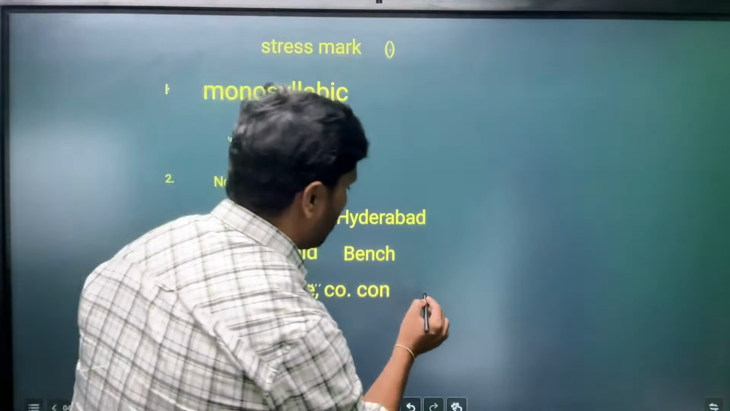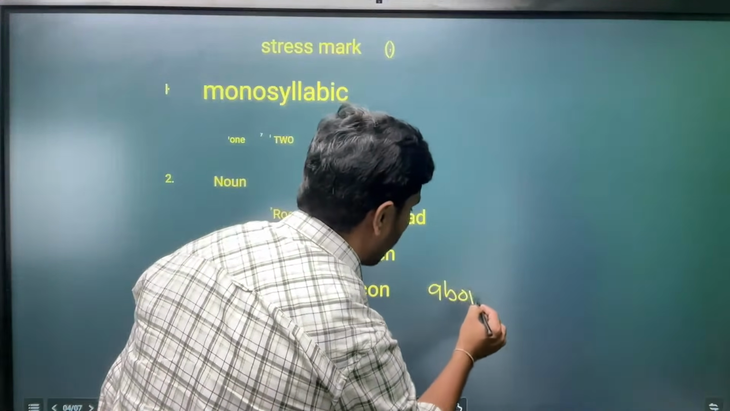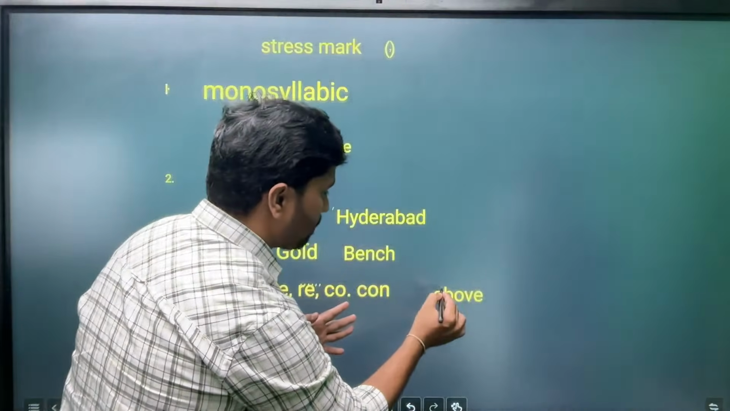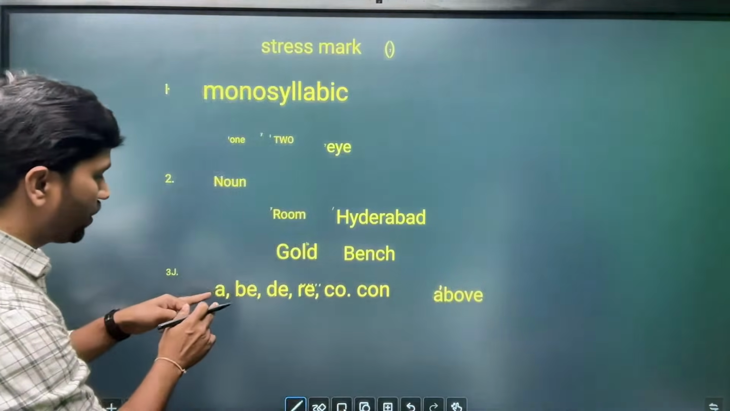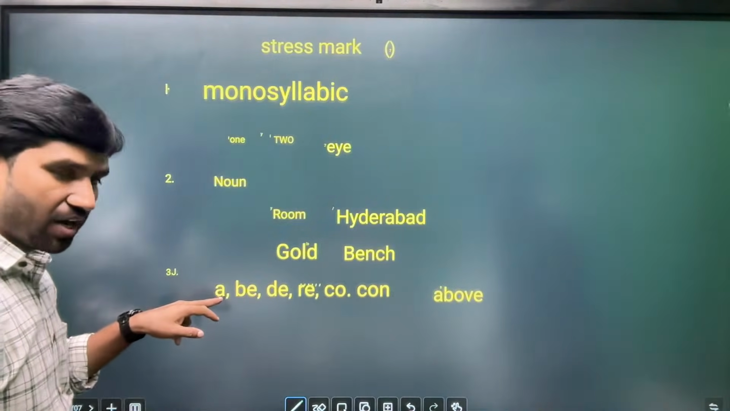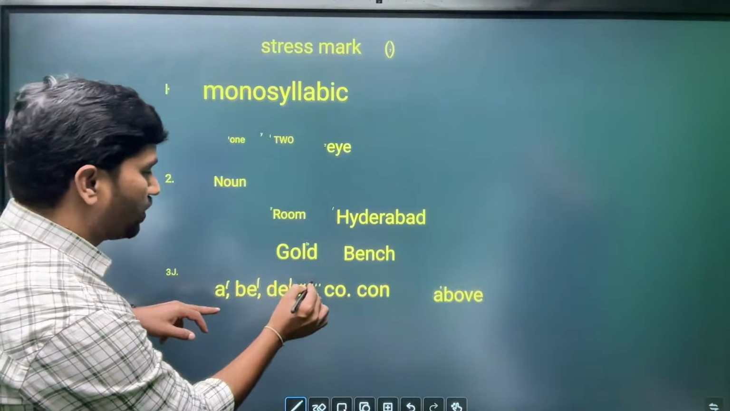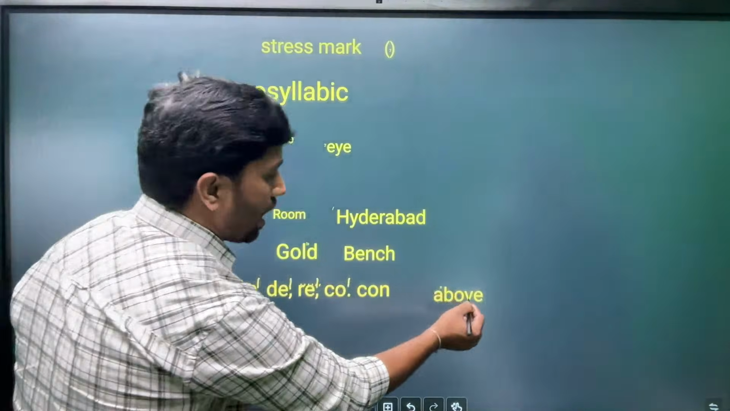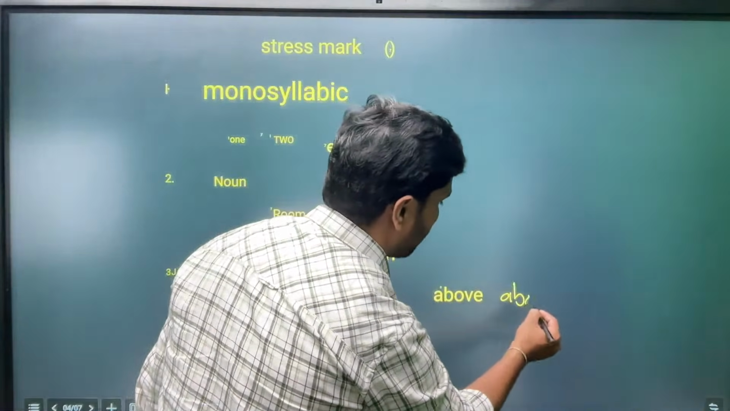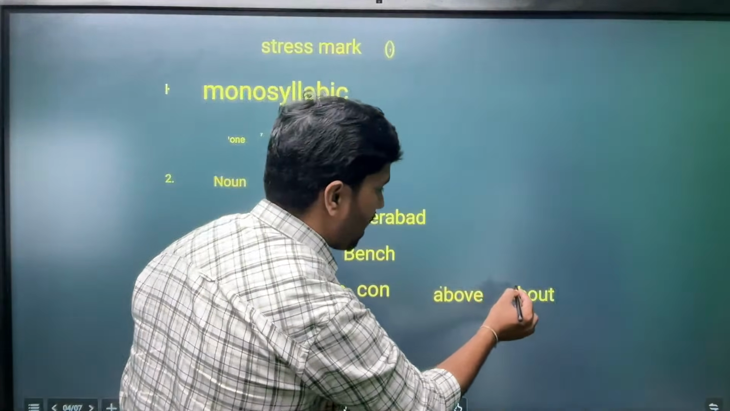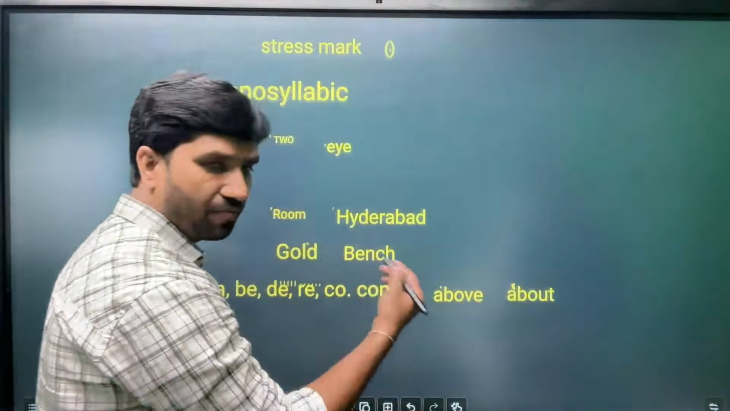Say, for example, above. Above is a word. There are the disyllabic word. The stress marks place after A. See what I told you here. When disyllabic words start with these letters, immediately the stress marks fall after these letters. See, so above. For example, about. This here also is a disyllabic word and the stress mark is placed after A.